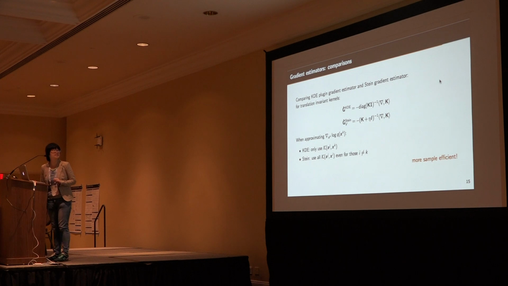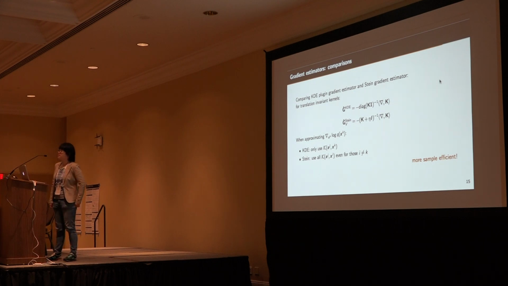Because if you look at the gradient of log q at the samples Sk, then you will see that the KDE estimator only uses the kernel similarity between Sk and other data points. However, the Stein method also uses all the other similarities, even for the data points that have nothing to do with Sk. So this means we can use more information to estimate the gradient, so we can be more sample efficient.